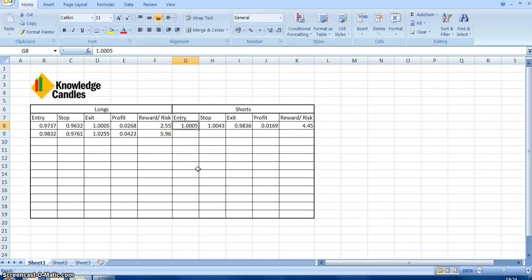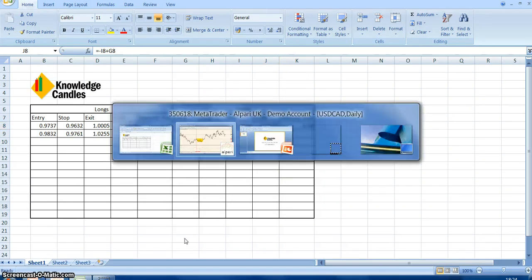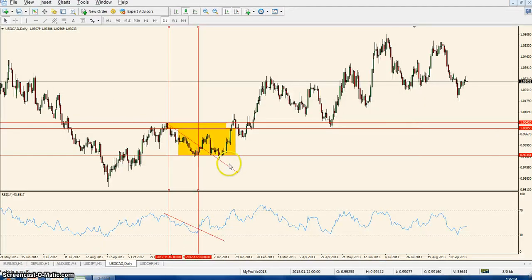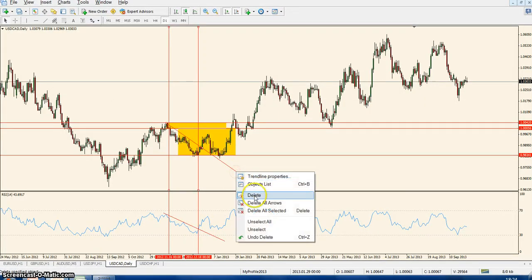Entry at 1.0005, which was the exit of the previous one. Stop at 1.0043. Exit at 0.9834. Profit of 171 pips. Reward to risk 4.5. Okay, so that's it. Let's go back to the charts. Okay, take this out.